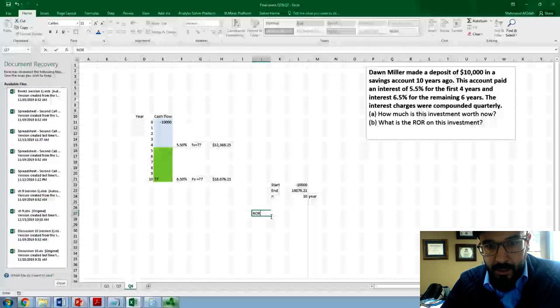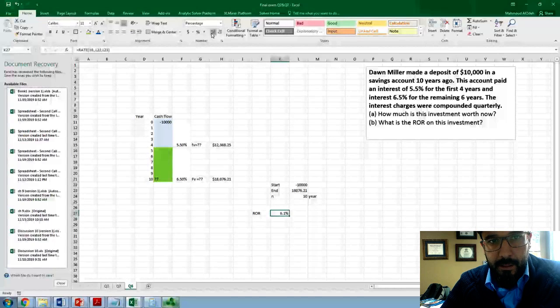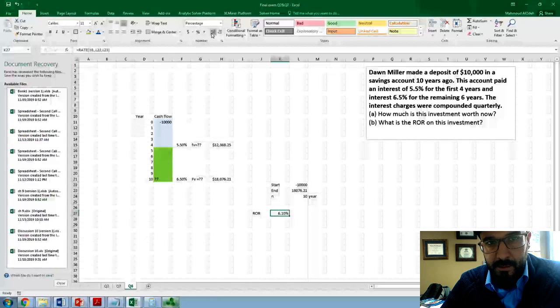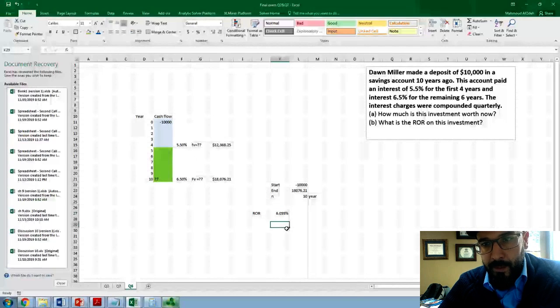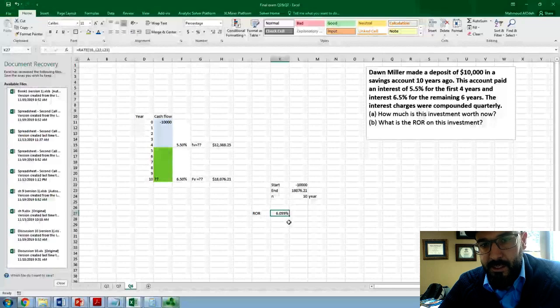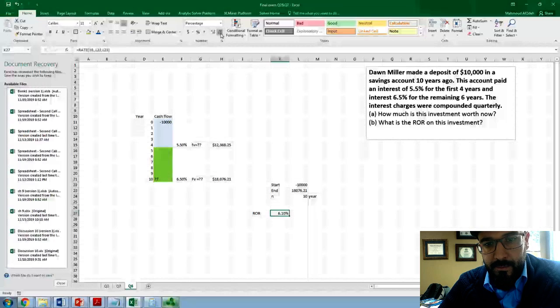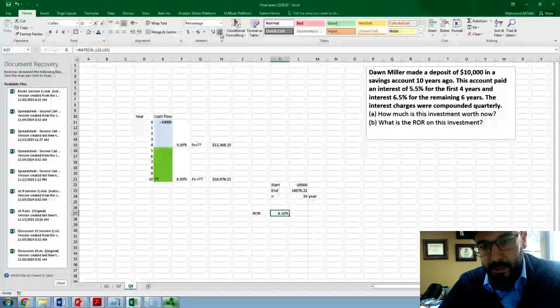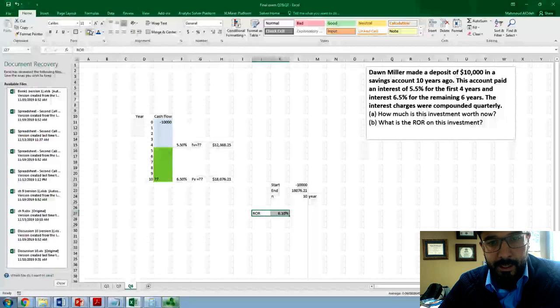ROR. And then we make sure to increase the number of decimals to at least two or three decimal places to be more accurate. So the rate of return for this investment is 6.1%, and this would be the answer.